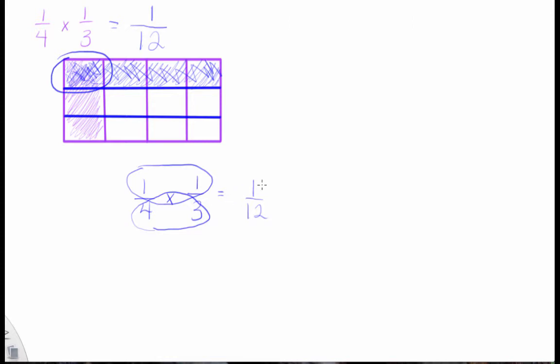In a lot of cases, you're going to need to simplify, but since our numerator is 1, we'd have nothing to simplify in this. So 1/12 is our final answer.